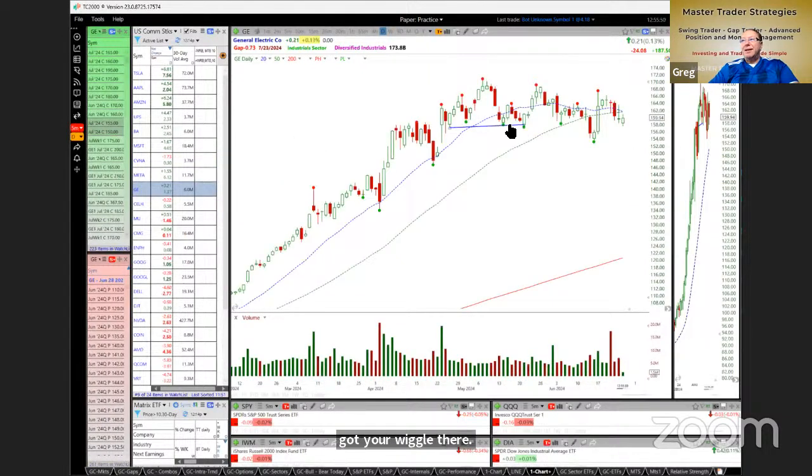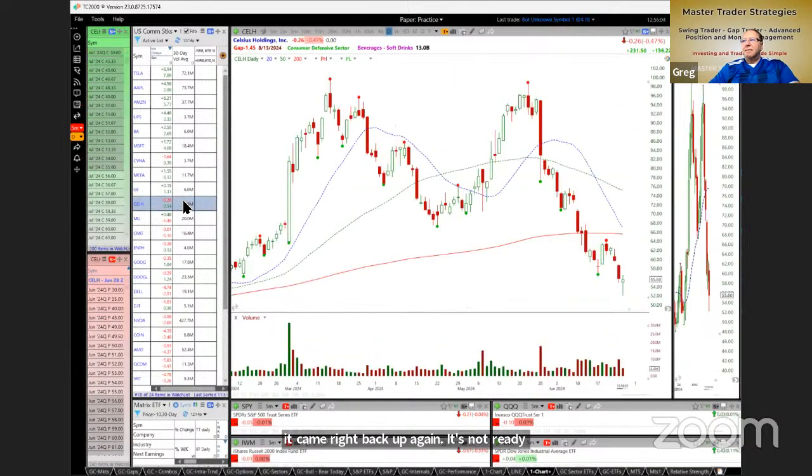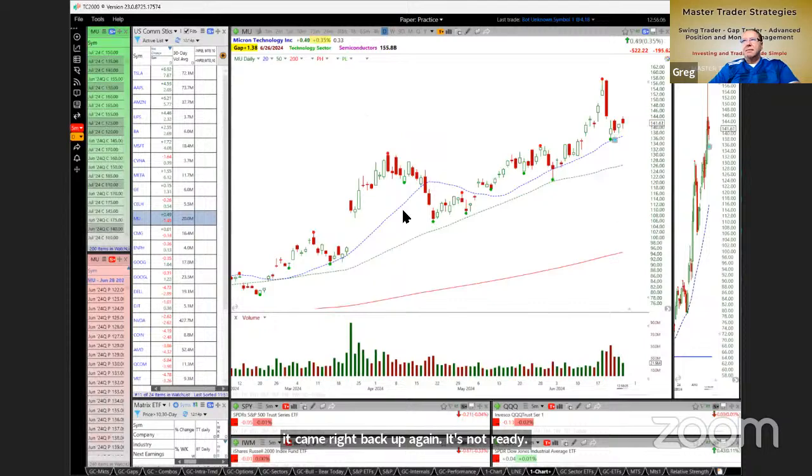Maybe this is topping. I don't know. Is it topping, or is it just building a new launching pad? So how it broke down, looked like it was rolling over and it came right back up again. It's not ready. Not ready. That's not bottoming.